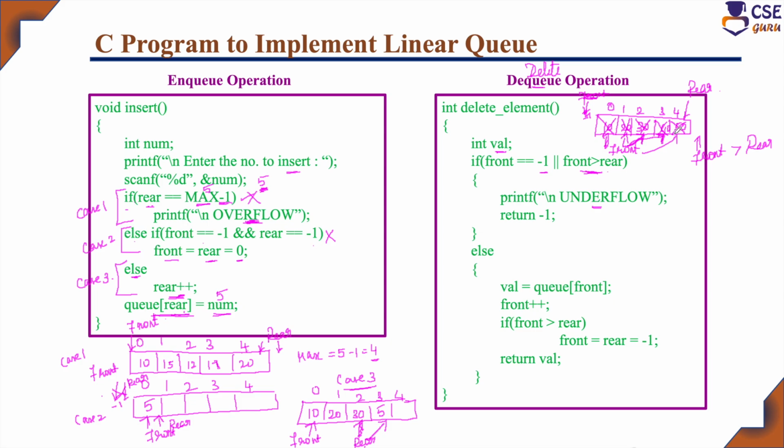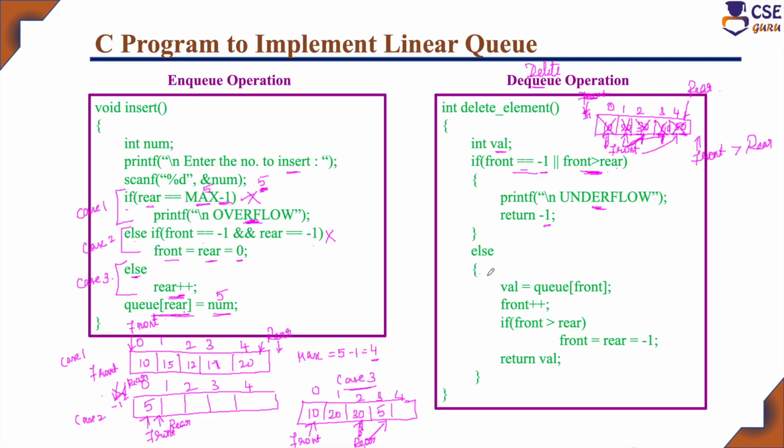After deleting the last element, front will point to the next memory location, but rear will point to the same, last memory location only. In this case, front is greater than rear. If any of this condition is true, it is the underflow condition: the Q array is empty. That is the meaning. In this case, it will return minus 1.